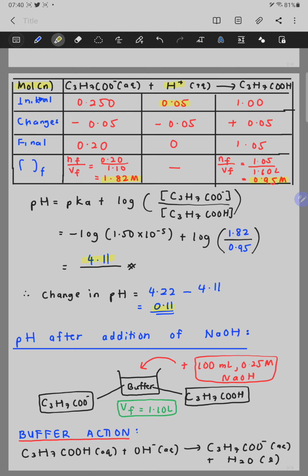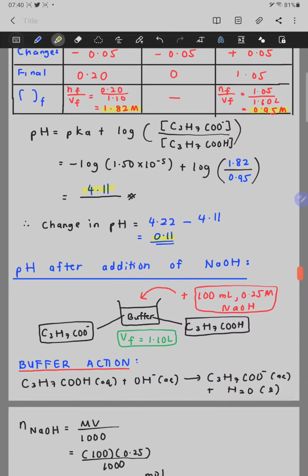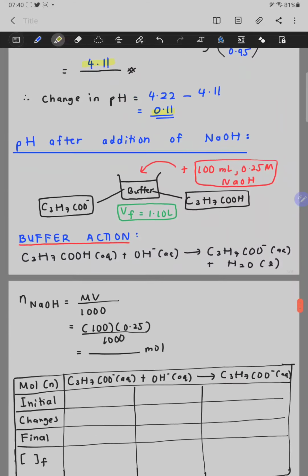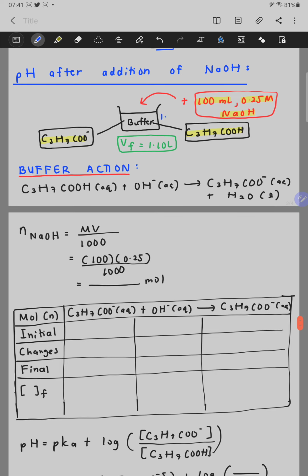Okay, right. And then for B, kita nak cari changes in pH after kita add sodium hydroxide. So daripada soalan, okay, teacher draw another situation. So kita sekarang ni kita nak tambah 100 ml 0.25 molar sodium hydroxide. Okay, so we know that inside the beaker right now, inside the buffer solution, kita dah ada weak acid. Okay, kita ada conjugate base daripada salt. Dan sekarang ni volume buffer tadi 1 liter. So bila kita add 100 ml, so volume final dah jadi 1.10 liter.